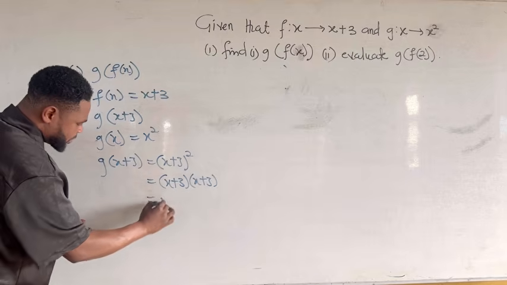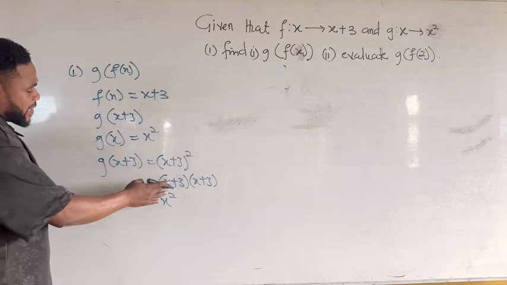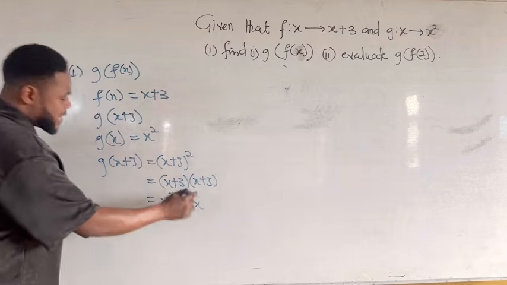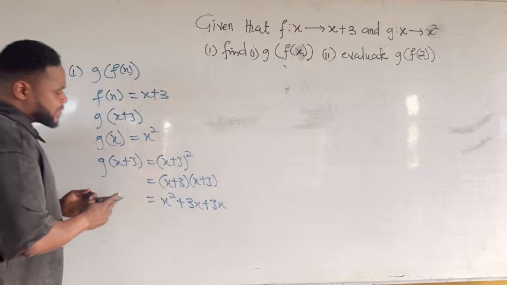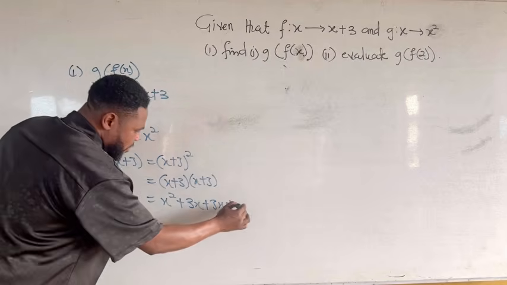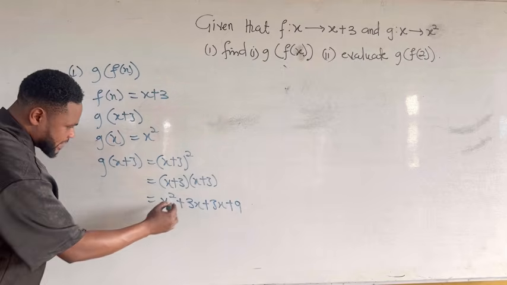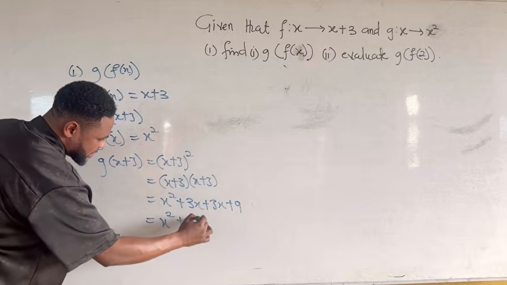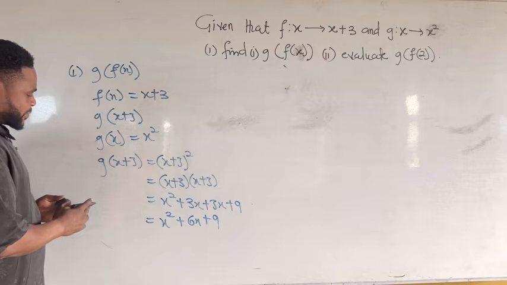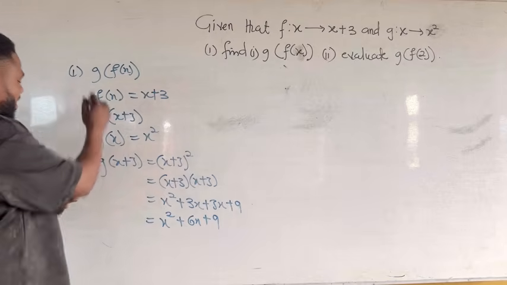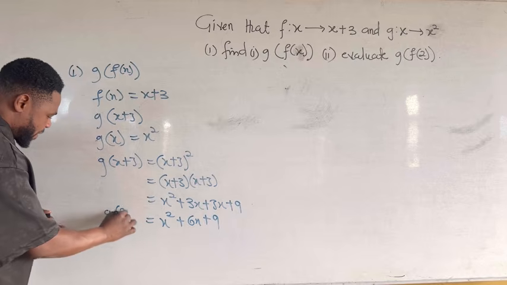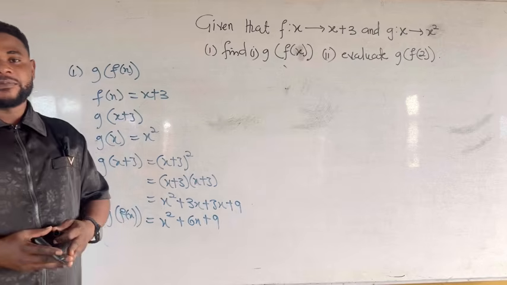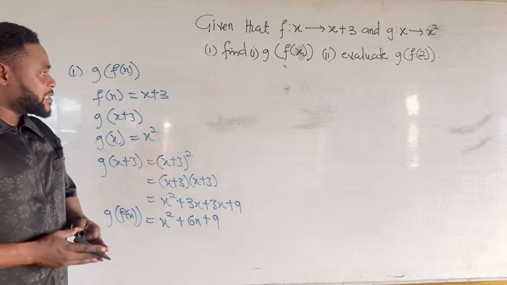x times x will give us x squared. x times 3 will give us 3x. 3 times x will also give us 3x. And 3 times 3 will give us 9. So we can simplify this expression as x squared plus 6x plus 9. So mathematically, our g of f of x will be given as x squared plus 6x plus 9.